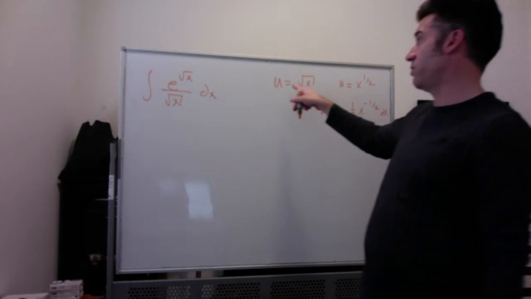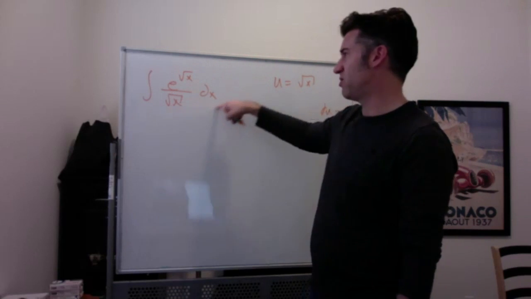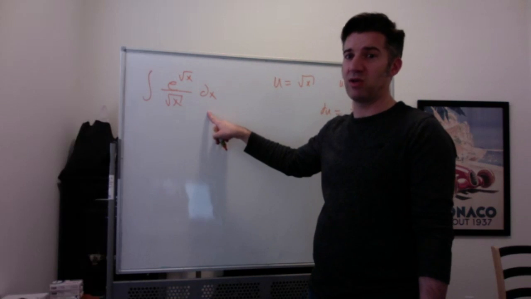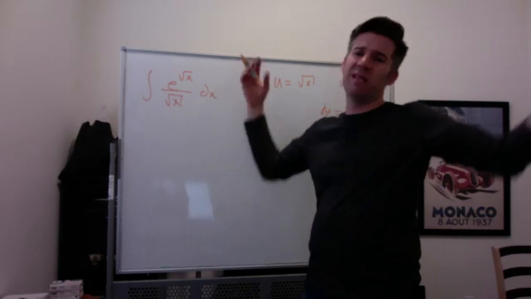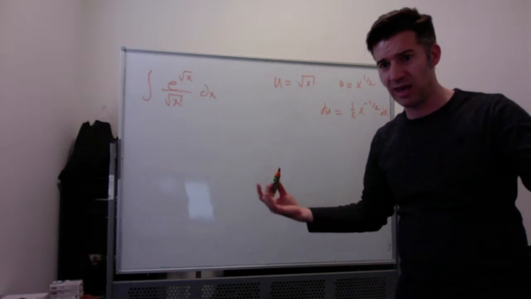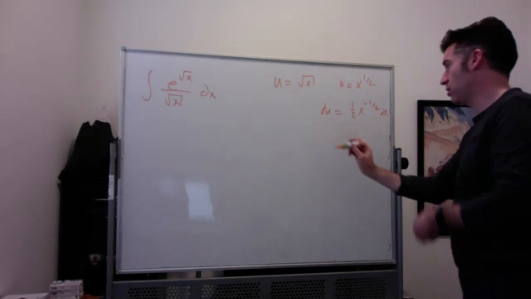If you start trying to replace things with u, you're going to get e to the u over u, and then you're still going to have dx over here. You can't just magically say, oh, it's du now. We have to actually say, well, dx is equal to a thing, and it has to get replaced with the thing it is equal to. So let's do that here.